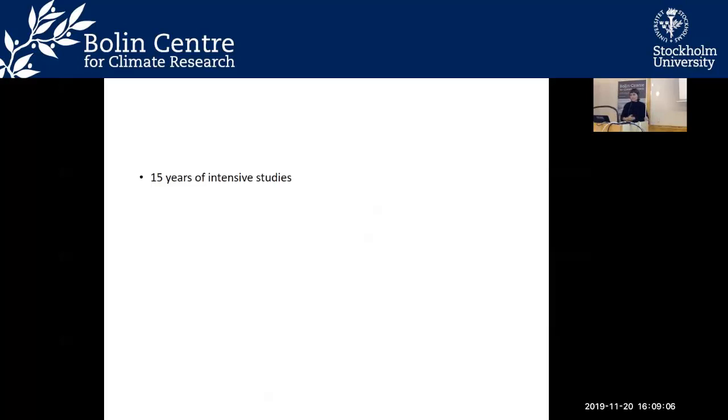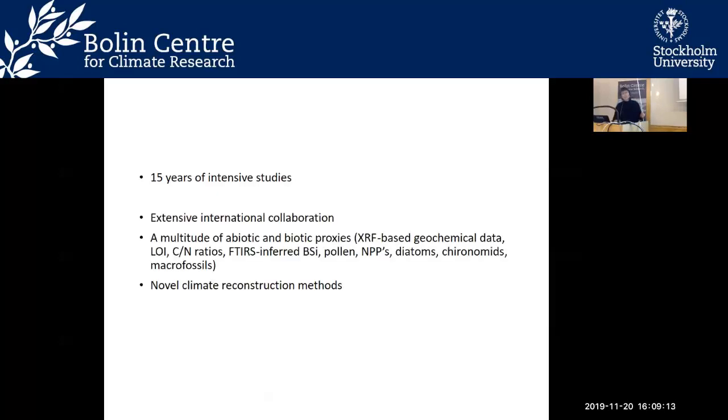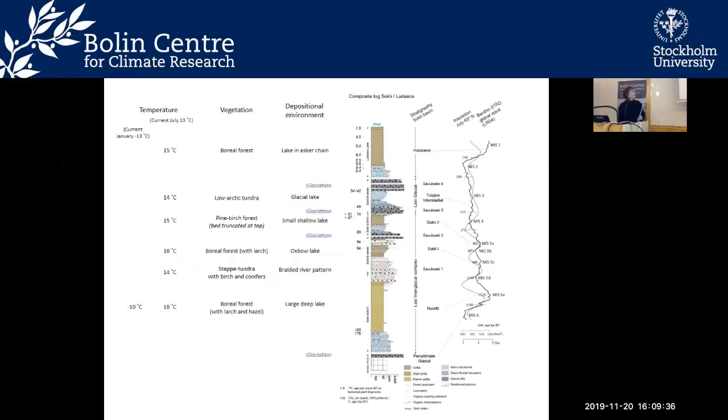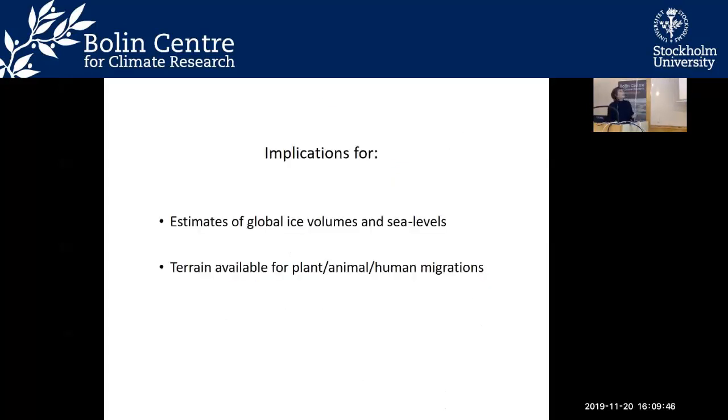We have now studied this sediment sequence for 15 years. We have attacked layer by layer. We used extensive international collaboration. We analyzed multiple proxies, abiotic proxies and biotic proxies, and we tried to reconstruct climate quantitatively using different methods. So far we have published over 30 papers in peer-reviewed journals. What I would like to do today is take you through the entire sequence briefly. I will show some of our results, and then I will discuss the significance of our studies, particularly for estimates of global ice volumes.